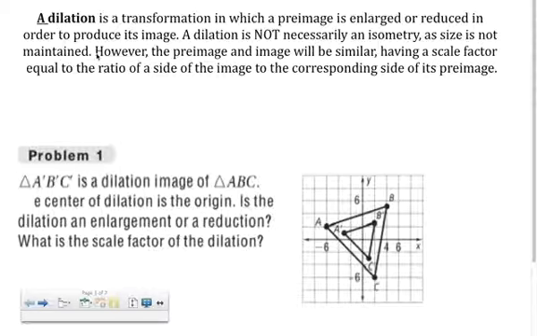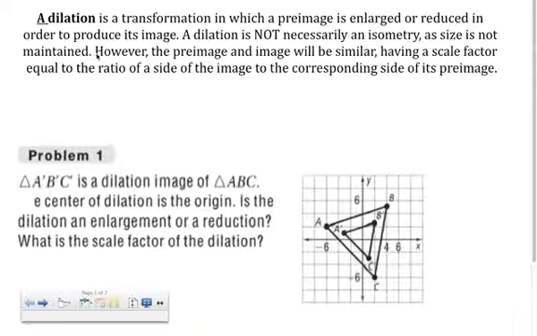The scale factor will be the ratio of the new length over the old length. The new coordinate, perhaps, over the old coordinate. So in problem 1, they're telling us that A prime, B prime, C prime is a dilation of triangle ABC. The center of the dilation is the origin, and for our purposes in this course, the origin will always be the center of the dilation, and that makes our calculations wildly easy. So in the first part of the problem, it's asking us, is the dilation an enlargement or a reduction? You want to be really careful, again, about looking at which one is the original and which one is the new. So ABC is the original, A prime, B prime, C prime is the new.